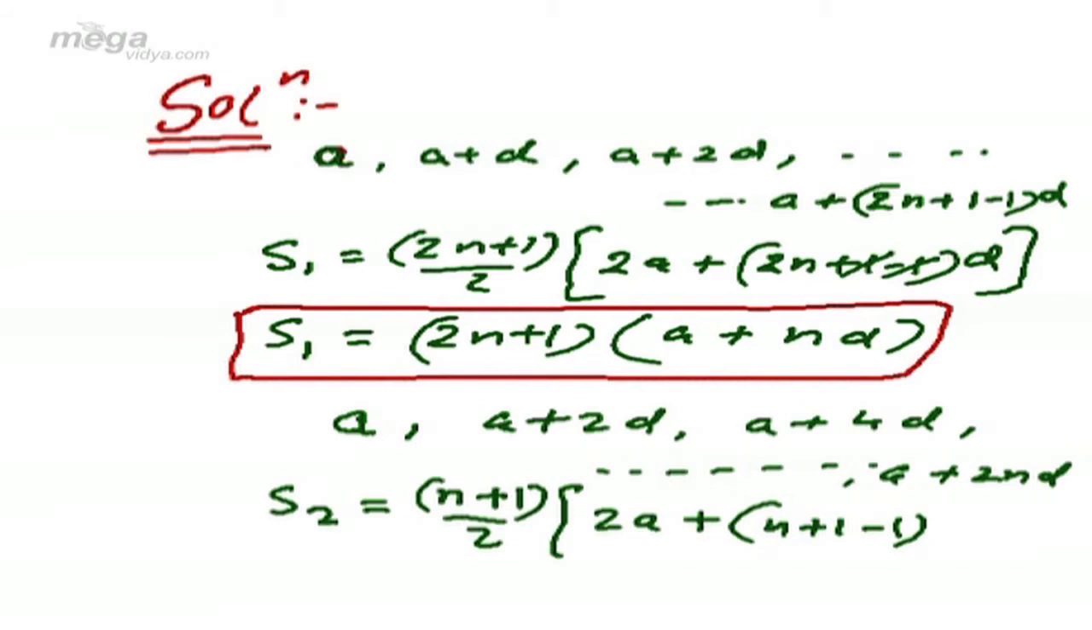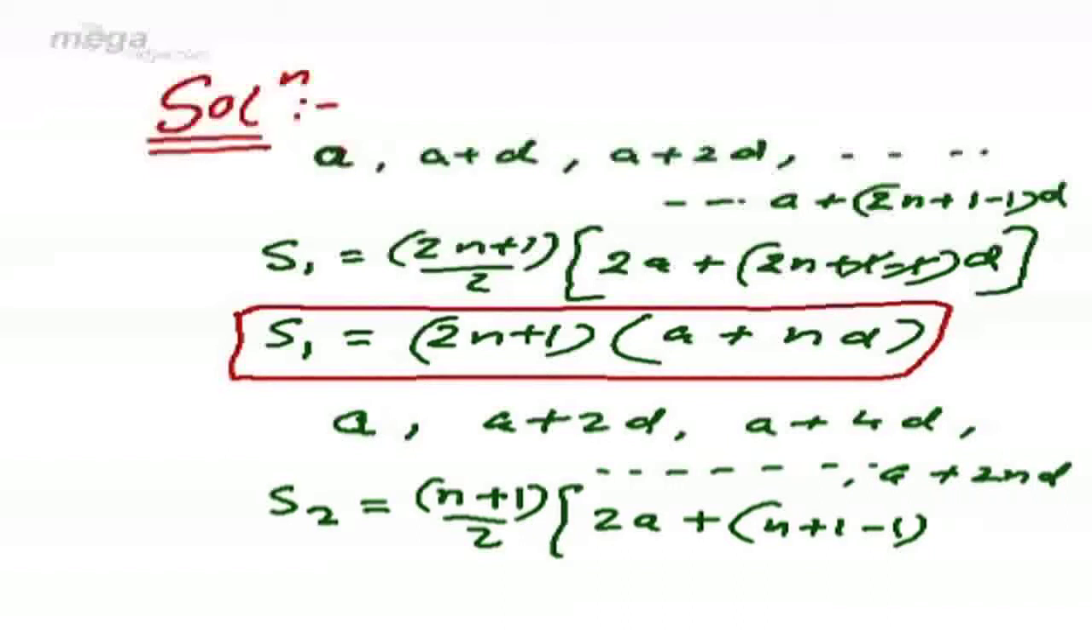It means S1 is given as (2n plus 1)(a plus nd). But here the first term is a plus 2d, a plus 4d, and this is a plus 2nd. But in this sequence, the number of terms is given as n plus 1. Because of this, the value of S2 is equal to (n plus 1) by 2. This is 2a plus (n plus 1 minus 1), because the number of terms is n plus 1, minus 1 into d.